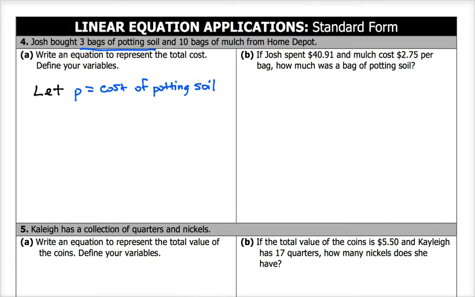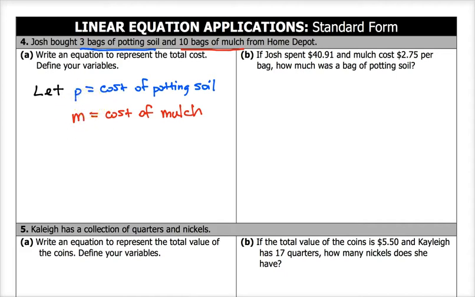The cost is also going to depend upon what's the cost of a bag of mulch. A bag of mulch is not necessarily going to cost the same as a bag of potting soil, so we need to put that as a second variable. And the issue here is neither one of these is your dependent variable. So the cost of the potting soil does not determine the cost of the mulch and vice versa.